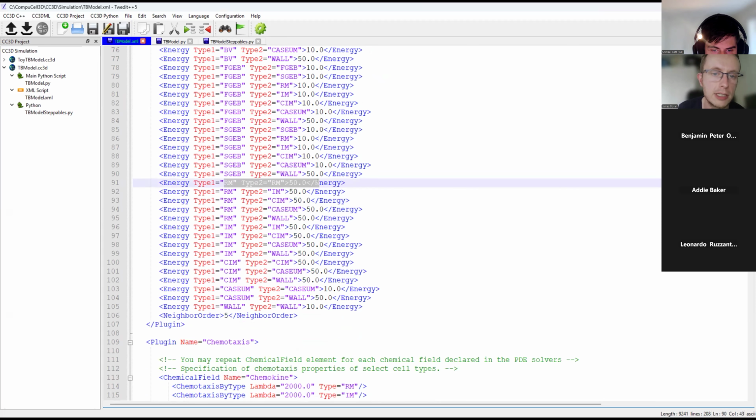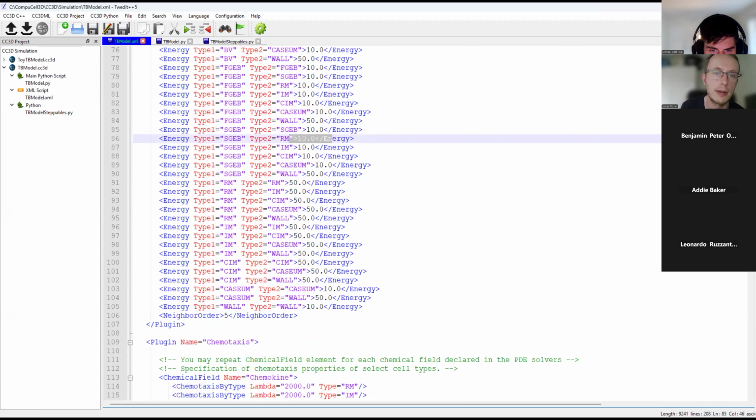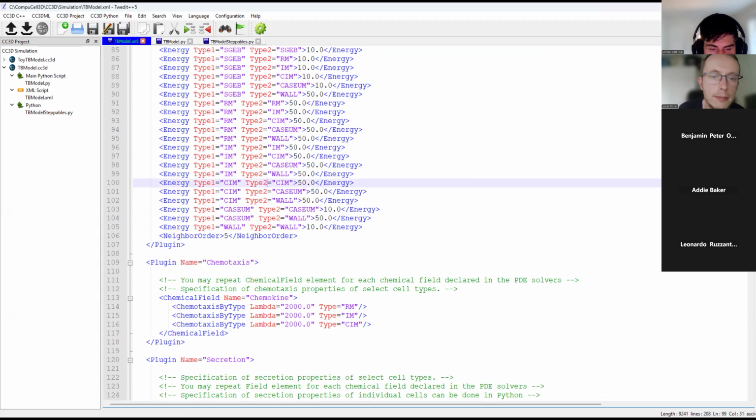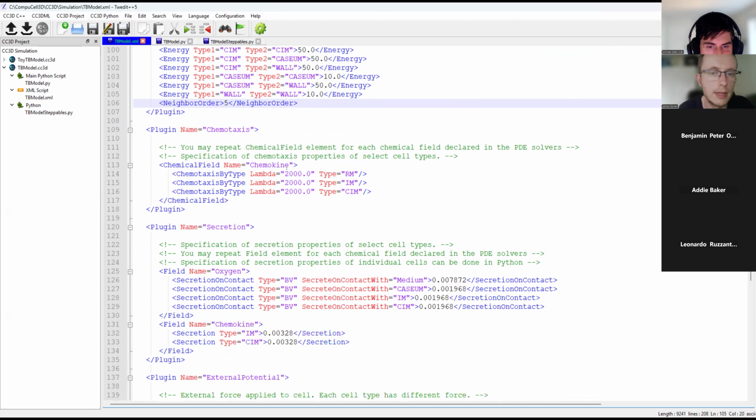The macrophages have high energy with most cell types, but then have a fairly low one with the bacteria, so that phagocytosis can more easily occur. And as I said, the neighbor order was quite high. This may be slowing down our code somewhat, but we wanted to have it high enough that cells weren't just moving biased along the x or y-axis directions.